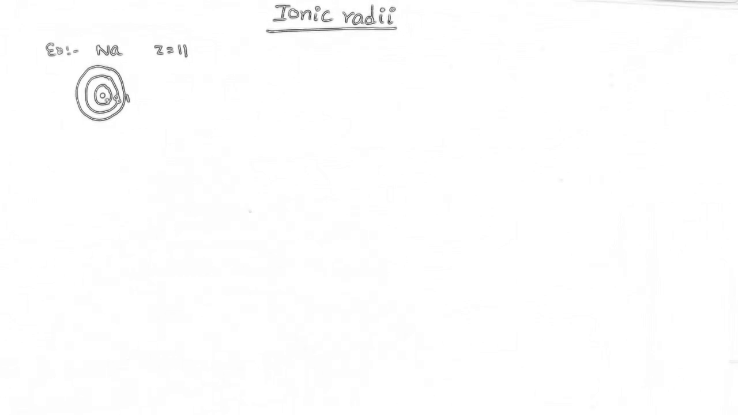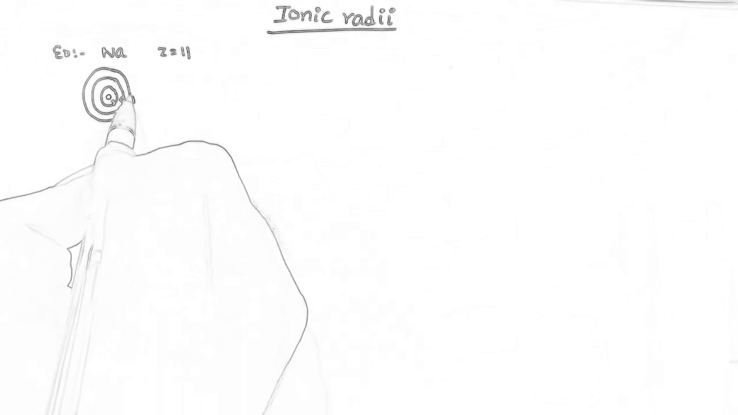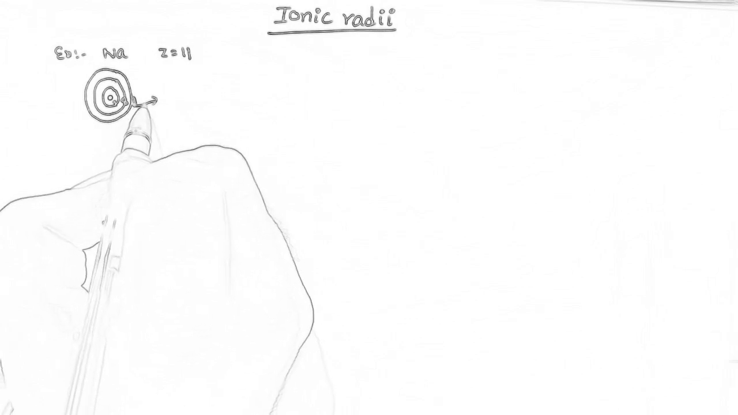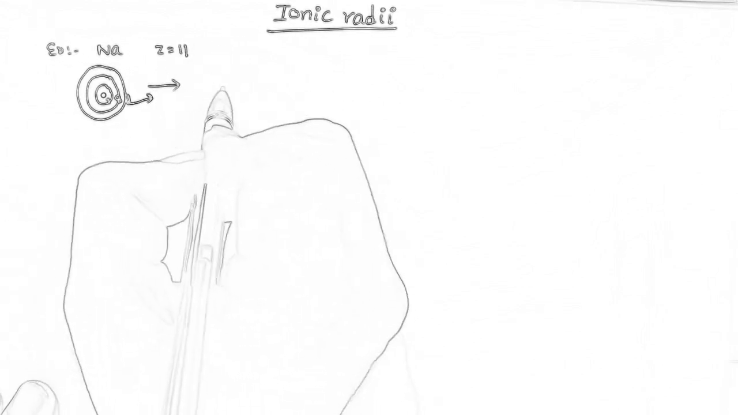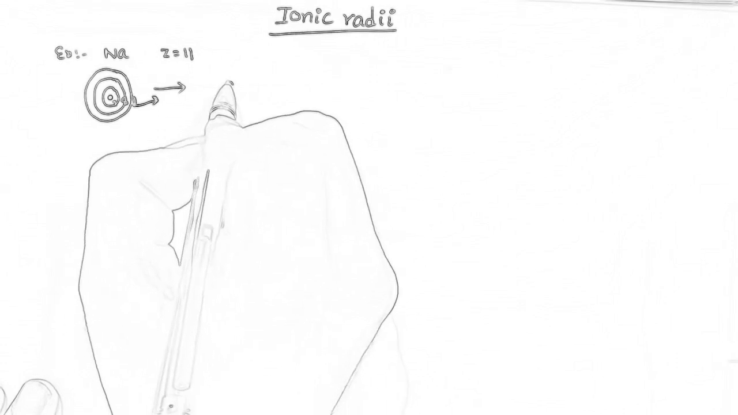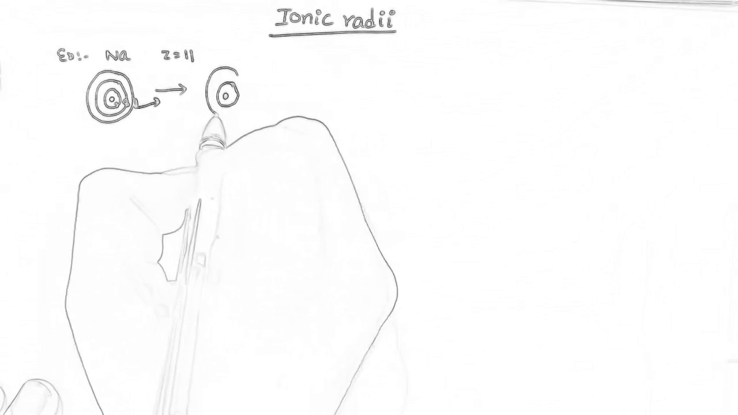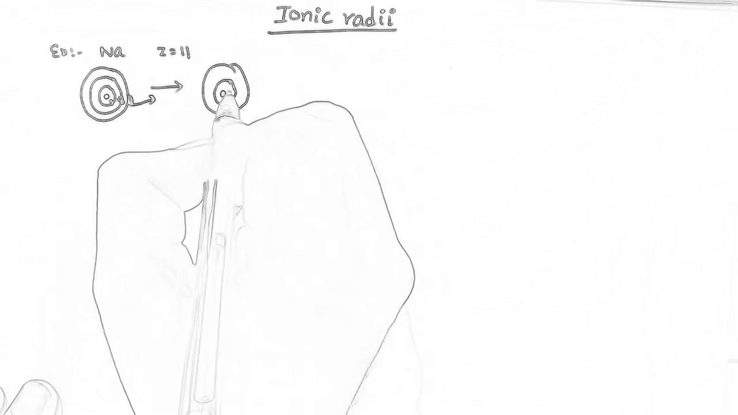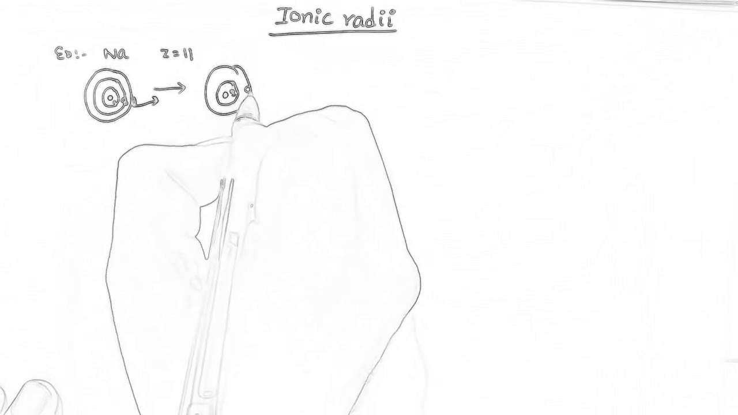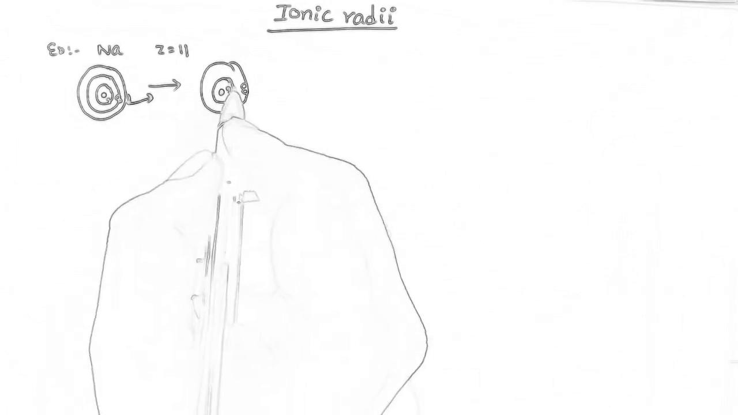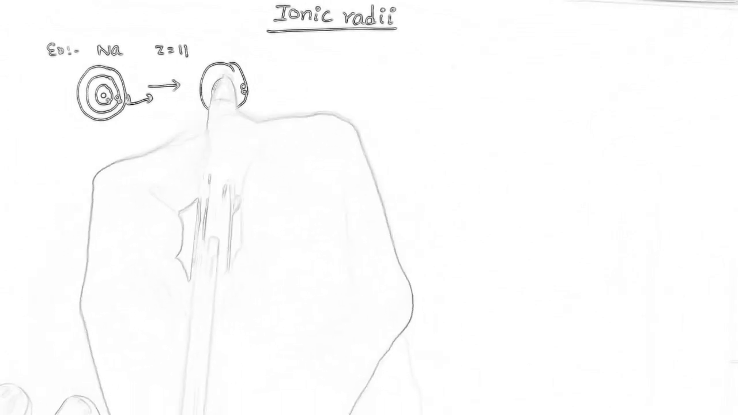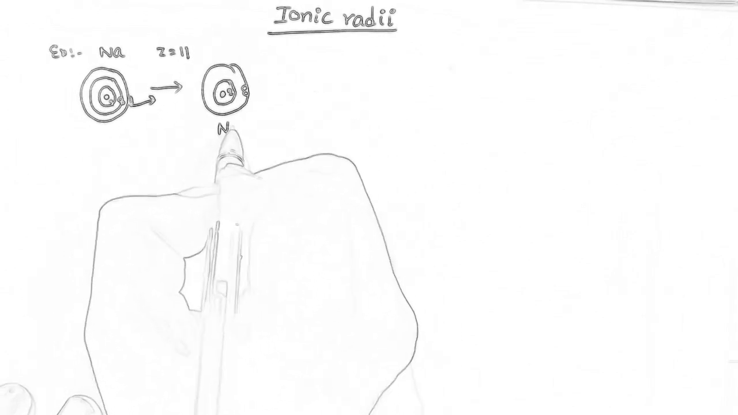Now, if it loses one electron, then what happened? It now has only 2 shells. The first shell has only 2 electrons, the second shell has 8 electrons. Now it became an ion, that is nothing but Na plus.